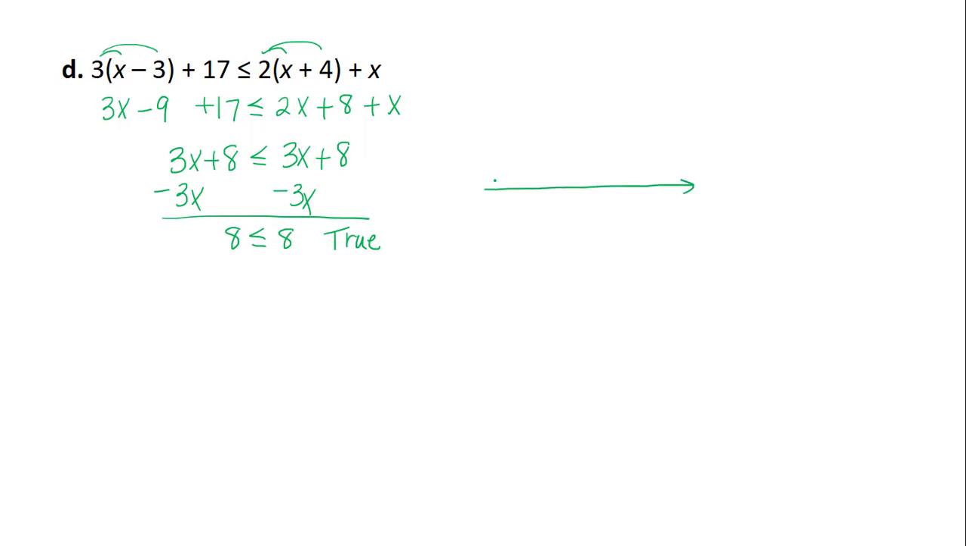The graph then is the entire number line shaded. The interval notation is written as open parenthesis, negative infinity, comma, infinity, close parenthesis. The set builder notation is the set of x such that x is a real number.